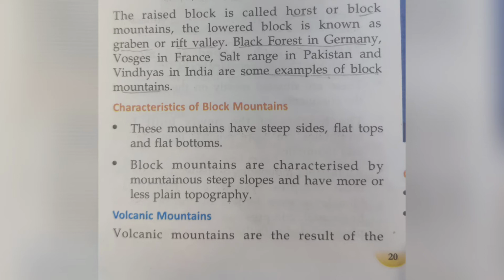The raised block is called a horst or block mountain. The lowered block is known as the graben or rift valley. Black Forest in Germany, Vosges in France, Salt Range in Pakistan, and Vindhyas in India are some examples of block mountains.